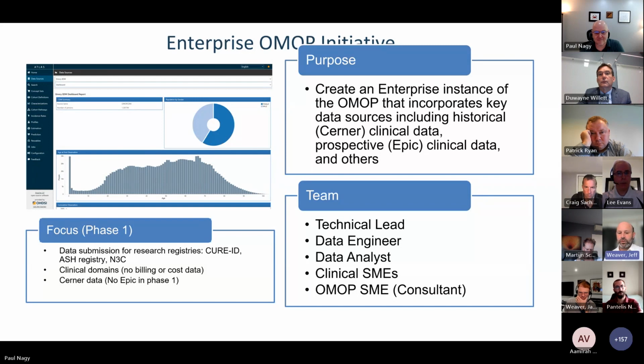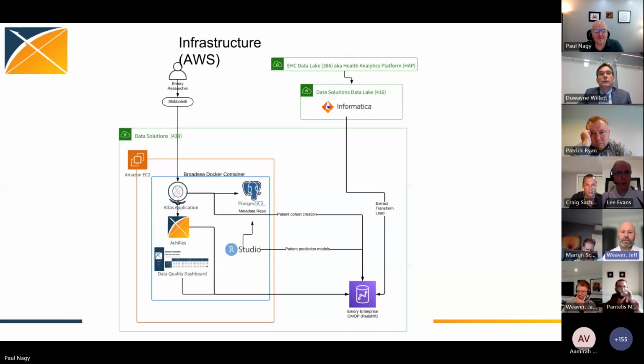And the last slide that I'll share is just really briefly this infrastructure of how we implemented here at Emory. I'll point out just a few things. One, in our case, we use Redshift, and I can, at another time, talk about why we went that route. We also used what Lee will talk about, the Broadsea Docker container to set up our instance, and we also made it all within the cloud. So everything is within AWS.